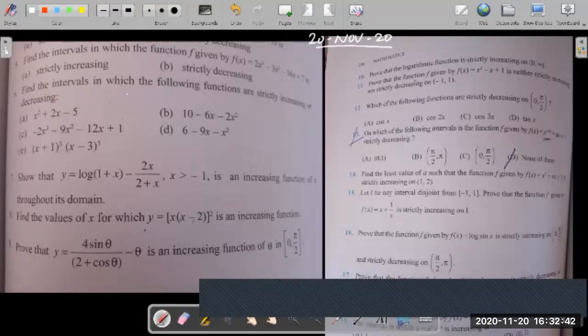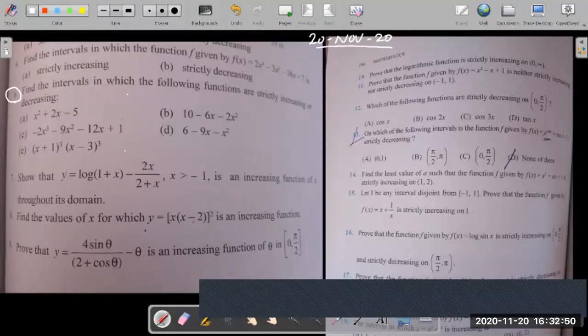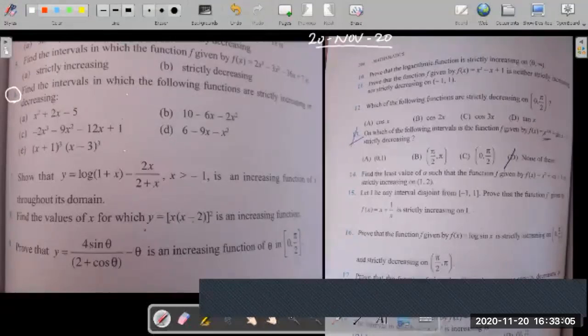So we have to do the sixth question. Sixth question onwards we are doing. So we have to find the intervals in which the functions are strictly increasing or decreasing. This is exercise 6.1, we are continuing 6.1.